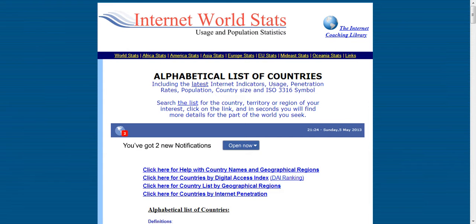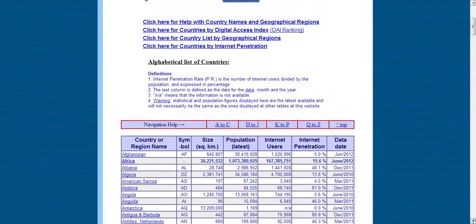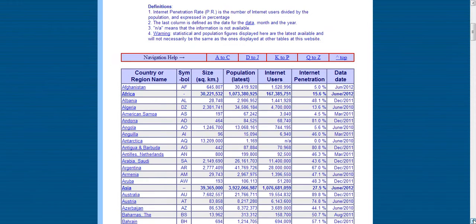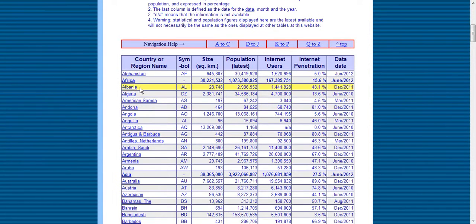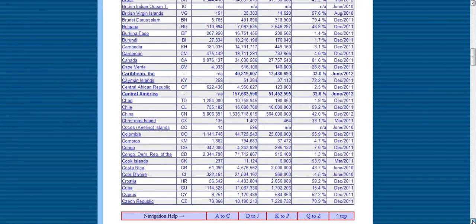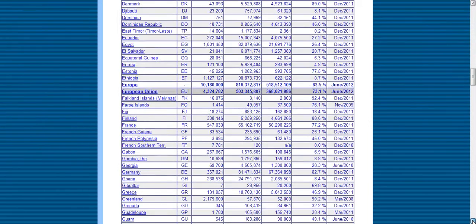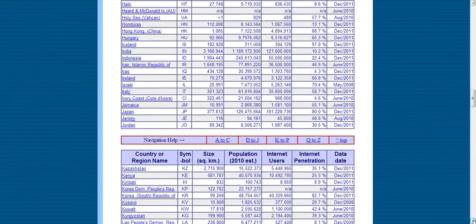Well, let's try going to internetworldstats.com. And if you look, you see the website, and as you scroll down, you see the country or region name. And you see the symbols. There's a two-letter symbol for each country. So today we're going to try to find the symbol for the United Kingdom.